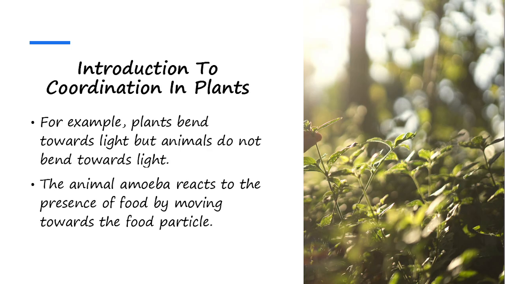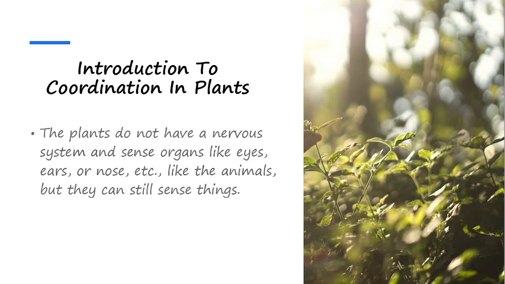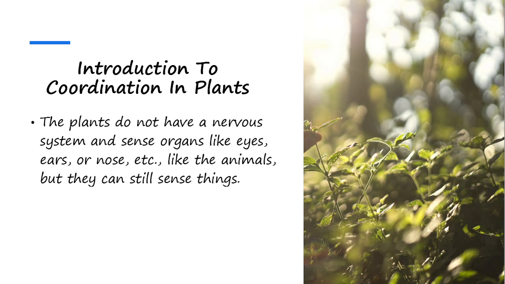The animal amoeba reacts to the presence of food by moving towards the food particles. That's the example. The plants do not have sensors, a nervous system and sense organs like eyes, ears, or nose, etc., like the animals, but they can still sense things. So specifically, we're talking about the plants. They sense things differently compared to the animals.